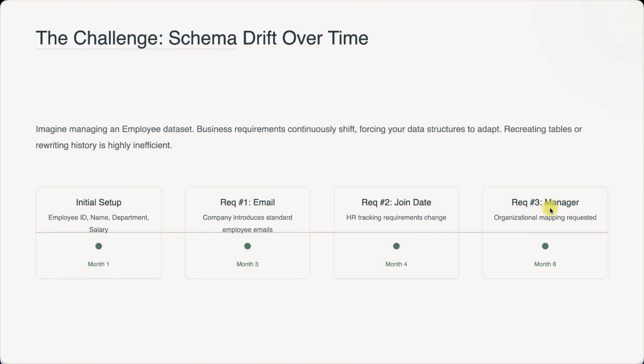Now the big question is, do you have to recreate the entire table every single time the business needs change? Do you need to manually rewrite all your historical data? The good news is you don't. Delta Lake has a powerful feature called Schema Evolution that makes your life much easier.